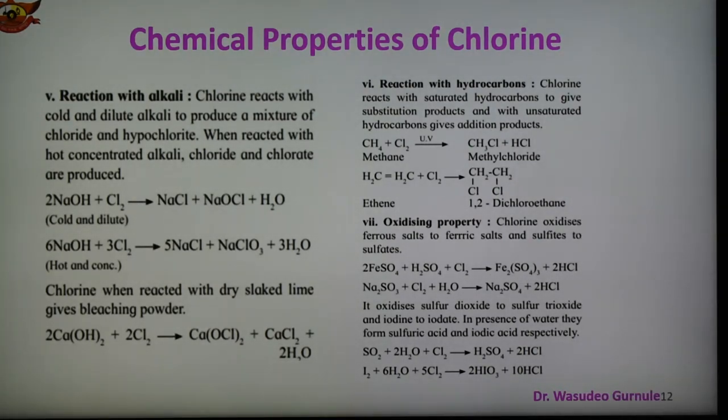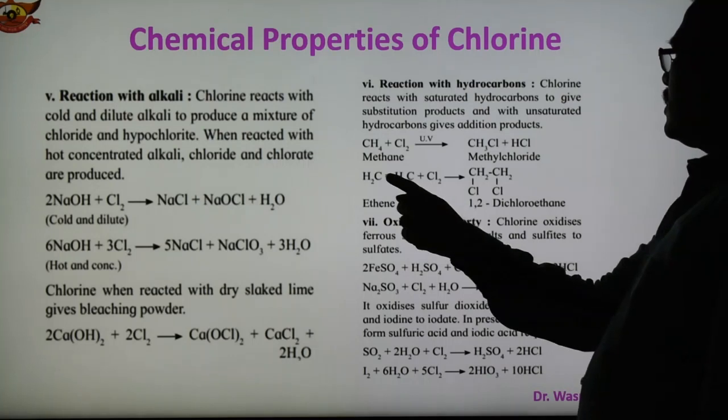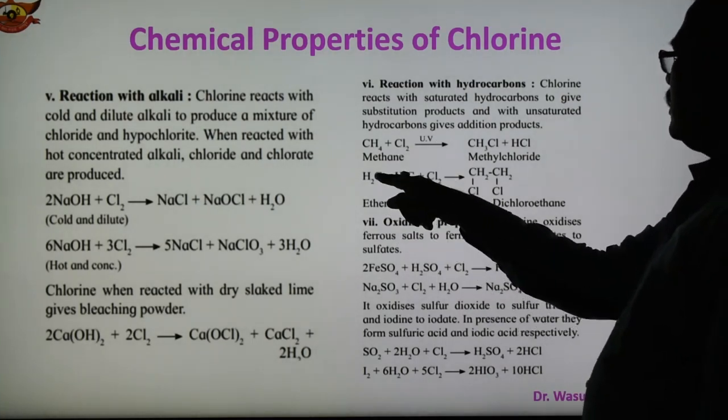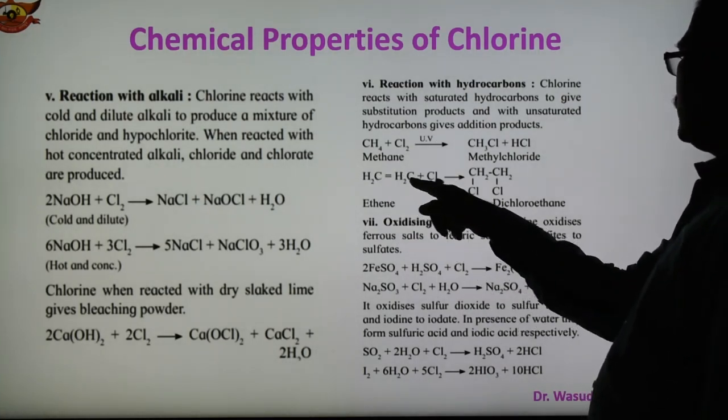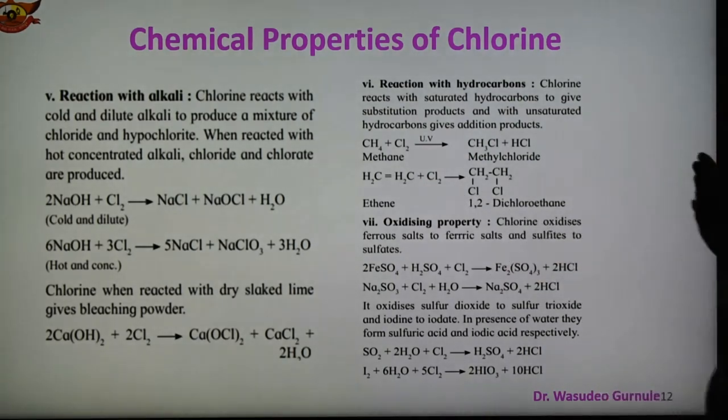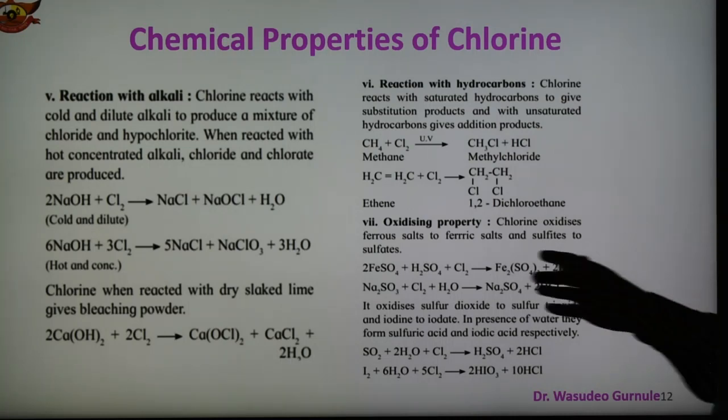So substitution takes place. In the case of an unsaturated hydrocarbon, chlorine is added, one on this carbon and the second here. So we get 1,2-dichloroethane. So substitution and addition products are formed when chlorine reacts with saturated and unsaturated hydrocarbons.